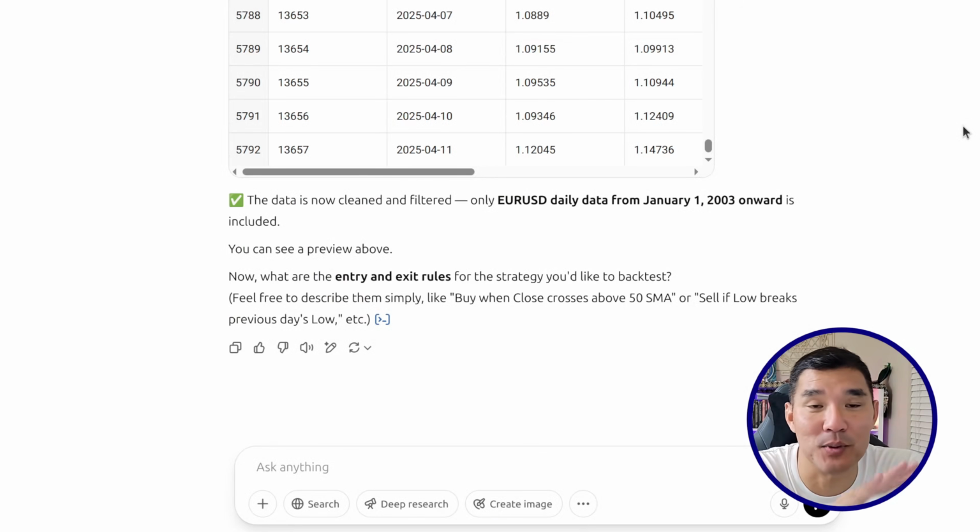But before I move on, just really quick, remember that ChatGPT can make mistakes. So you always have to double check the results you get from ChatGPT. I'll get to that more in future videos, but this is just a great way to get a quick initial backtest and get some data.